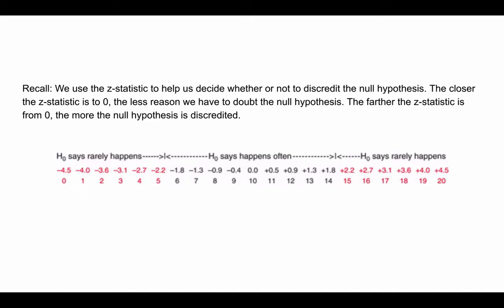P-value. Recall, we used the z-statistic to help us decide whether or not to discredit the null hypothesis. The closer the z-statistic is to 0, the less reason we have to doubt the null hypothesis. The farther the z-statistic is from 0, the more the null hypothesis is discredited. We saw this in the last video, and we looked at a picture like this towards the end that deals with flipping a coin 20 times. So you can go back to that video if you don't know what I'm talking about.